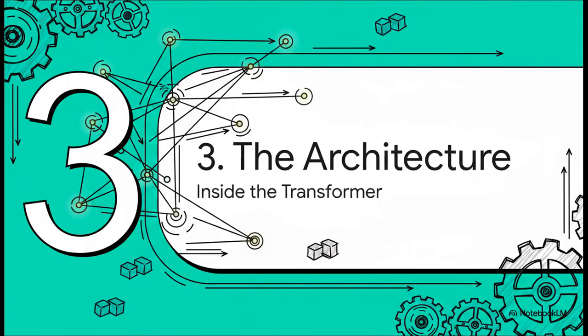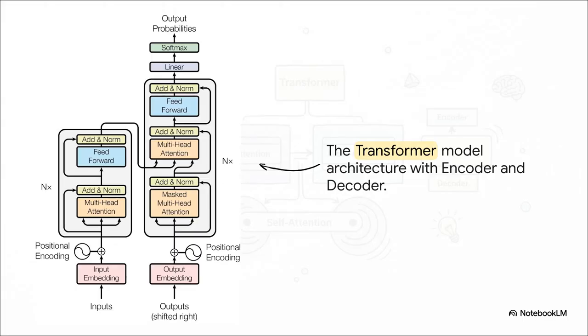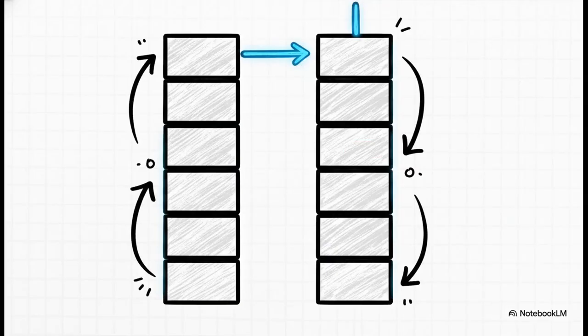Section 3. Inside the transformer architecture. Okay, let's look under the hood. Now, don't be intimidated by all the boxes. It's actually an incredibly elegant encoder-decoder structure. It breaks down pretty simply. The encoder takes in your input, like an English sentence, and the decoder uses that processed info to generate your output, like a French translation. It is a beautifully uniform design.